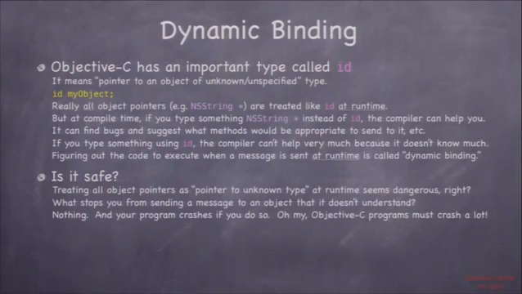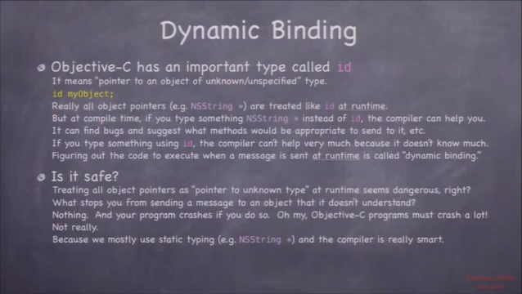And so you're probably feeling like, wow, these Objective-C programs must be crashing all the time because you accidentally send a message to an object that doesn't understand that message. But actually, it doesn't happen. Why doesn't that happen? There's really two reasons. One is we use static typing a lot. We don't use ID that much. We use things like NSString star.